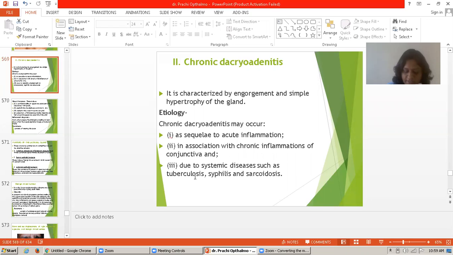And the treatment is surgical excision or marsupialization of the retention cyst via the conjunctival route. So surgical excision is required for these dacryops. So, this is all about the diseases of the lacrimal apparatus.